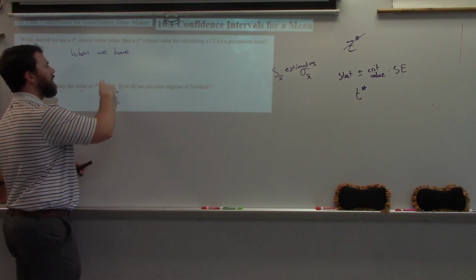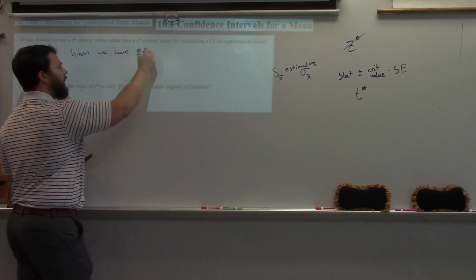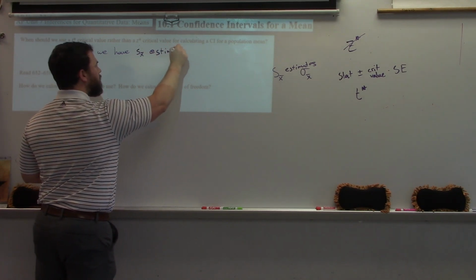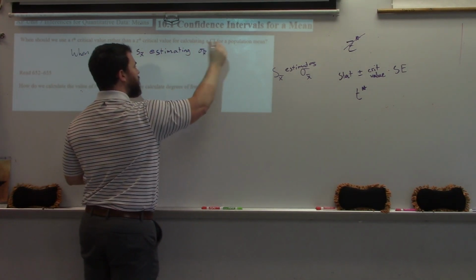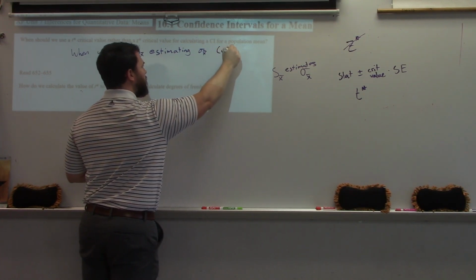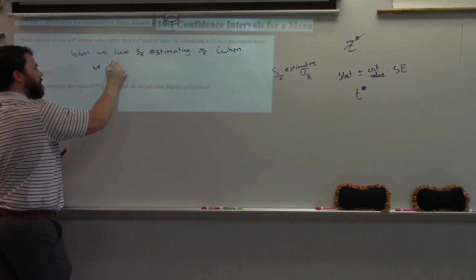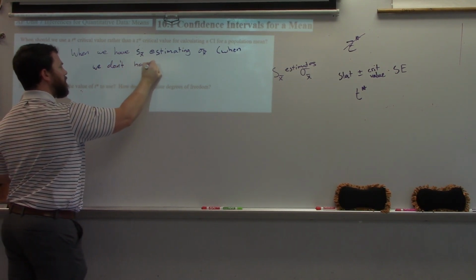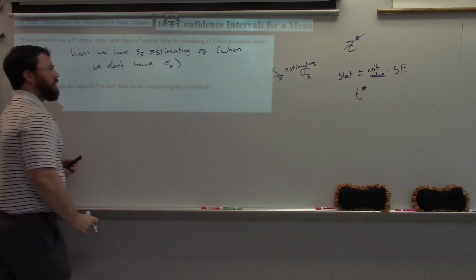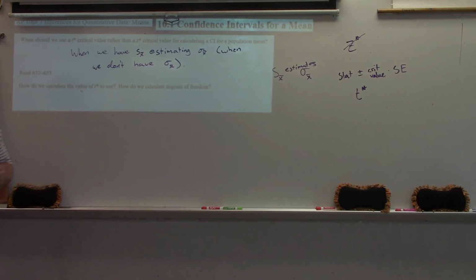Okay. So when we have S sub x estimating sigma sub x, right? So when we don't have the standard deviation, don't forget that S for the sample means is the standard error estimating the standard deviation of the sample means. That S for the standard error is estimating the standard deviation of the sample means.